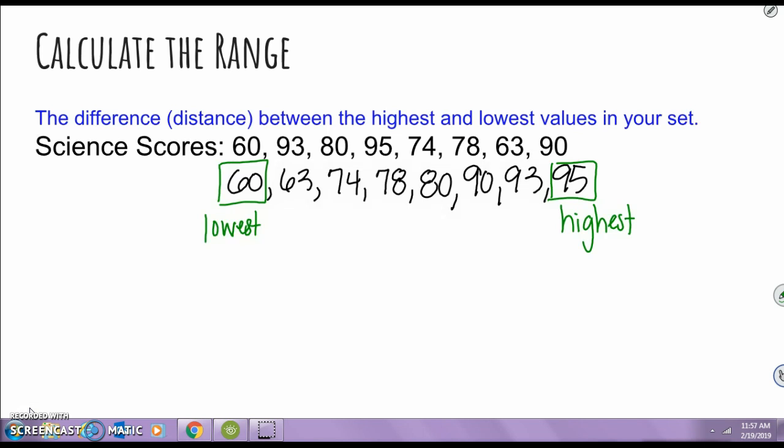To find the range, we subtract. 95 minus 60 equals 35. The range is 35. That means the distance between the highest number and the lowest number is 35.